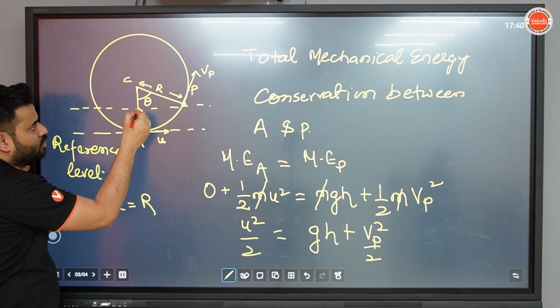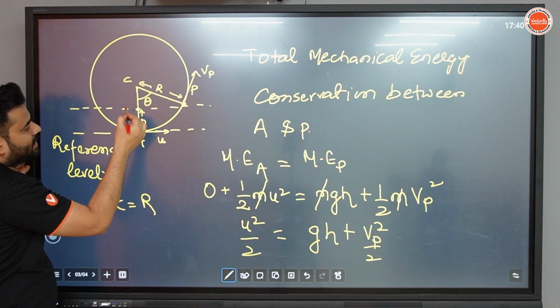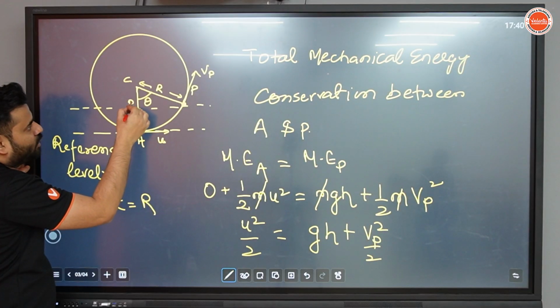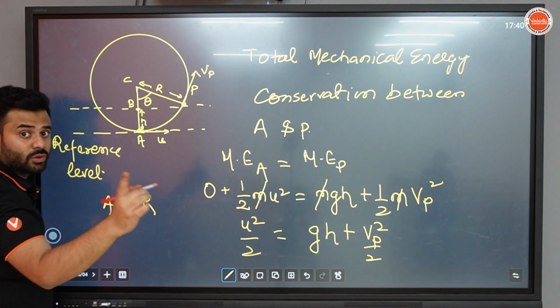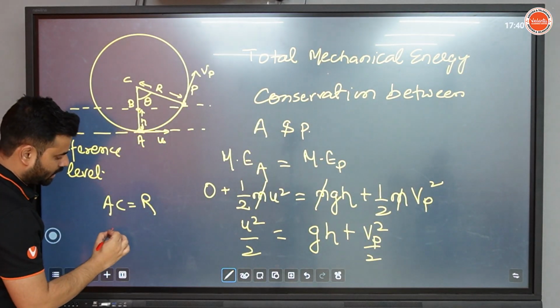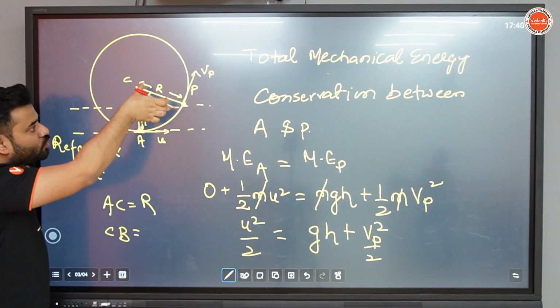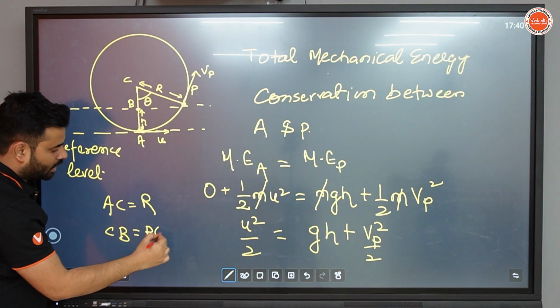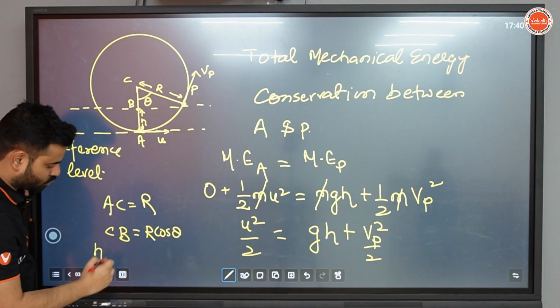And let's suppose this point is A and this point is B. If you look carefully, what is CB? What is CB in this triangle? CB is equal to what? R cos theta. CB is equal to R cos theta. So if I ask you what is the value of H, so H is equal to what?